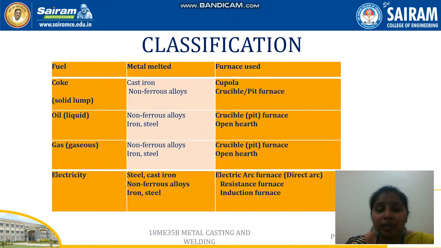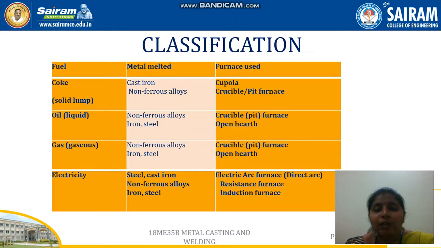And the next one is gas, that is in a gaseous state. So the metal that can be melted is non-ferrous alloys, iron and steel. And the type of furnace that can be used for this is either a crucible pit furnace or an open hearth furnace. So generally, if you see the classification for both oil and gas, by using the same type of furnace, the same type of metal can be melted. So the usage of oil and gas as a fuel is similar.